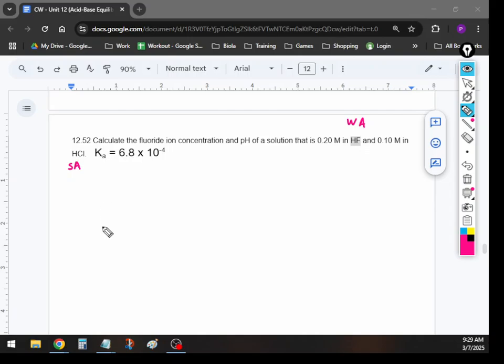So we have a weak acid and a strong acid. Now, I know that it's not an electrolyte, but if you think about it, a strong acid pretty much acts like a strong electrolyte, right? Because the key thing about a strong acid is that it also has complete ionization.